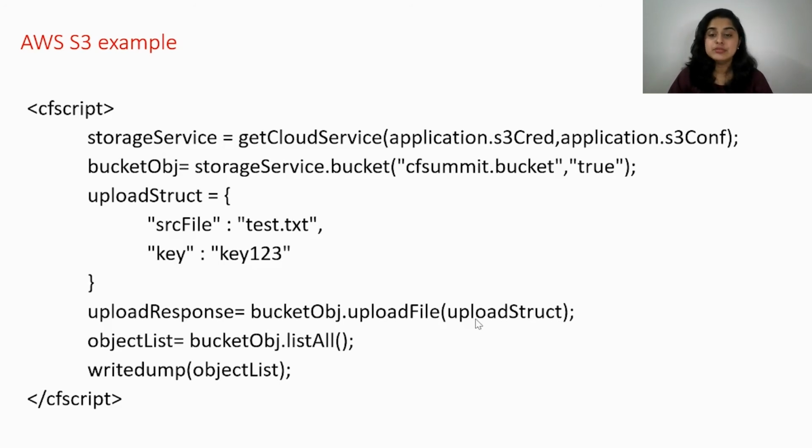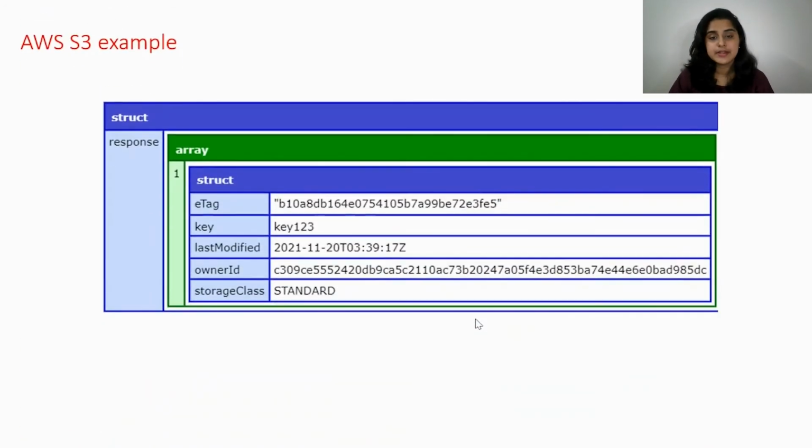Using this bucket object, I will be uploading a file to AWS S3. For that, I'll be using the uploadFile method, which takes a struct with the source file location and object key name. I'm giving the key name as key123. Once I'm done uploading the file to my bucket, I'm listing all the objects present inside the bucket using the listAll method. When I run this sample code, this is the output that I get. Here I'm dumping the list of objects present in the bucket, which is key123.